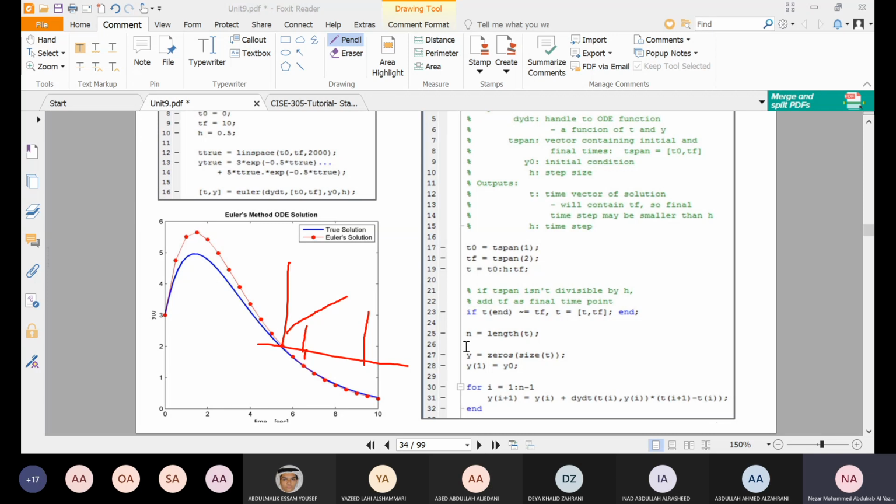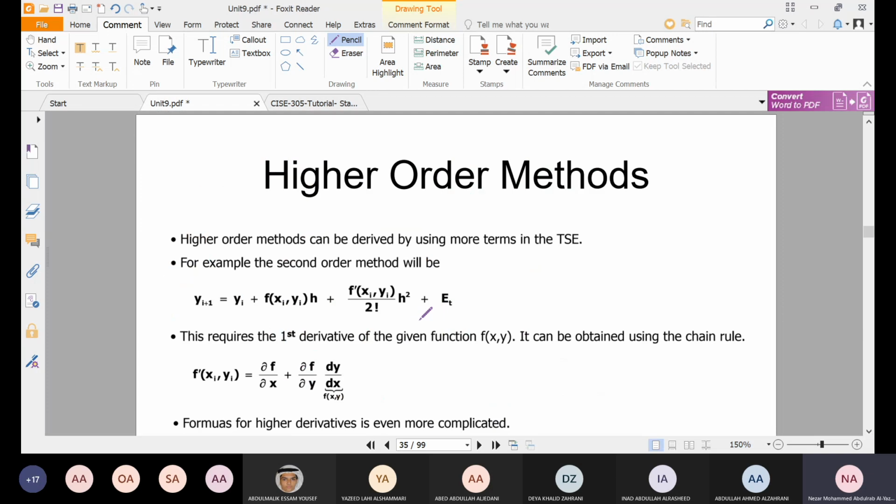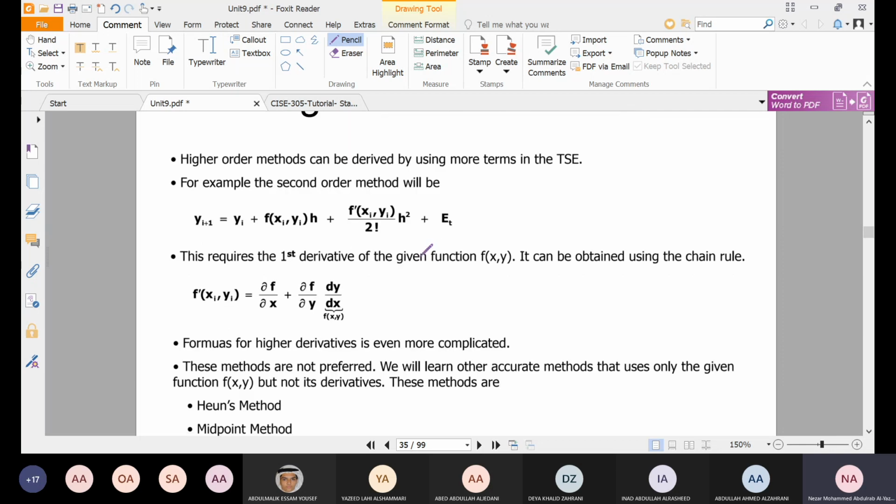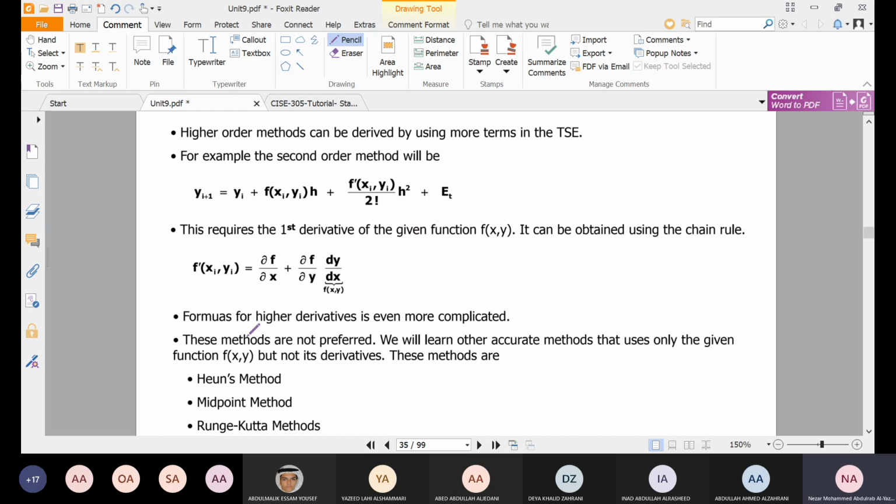So that means if we go with a higher order method, we can enhance the accuracy and also reduce the error. Higher order methods can also be derived using Taylor series. For example, if we take the second order polynomial. But the problem with these methods is that the higher order derivatives are more complicated.